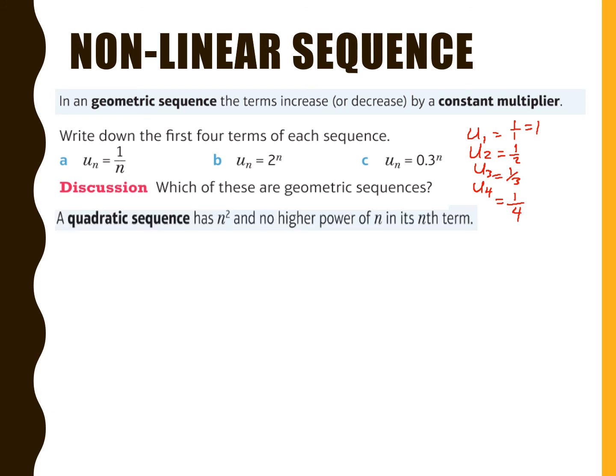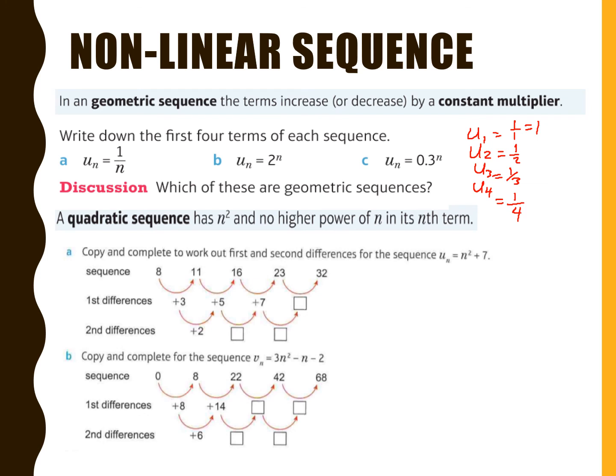A quadratic sequence has n squared and no higher power of n in its nth term. I'll explain this using an example. When you have a quadratic sequence, you can't have anything more than n squared. If you had n cubed, then that's not a quadratic sequence. A quadratic sequence is n squared.